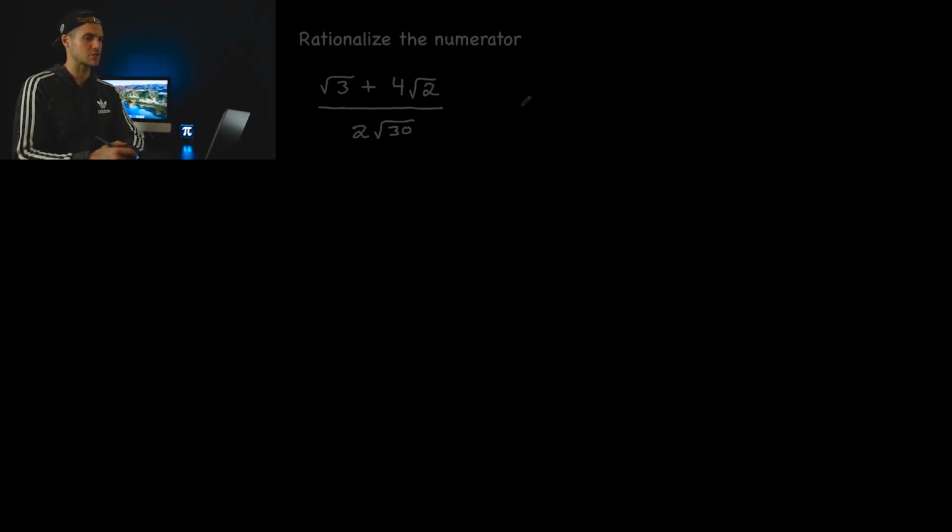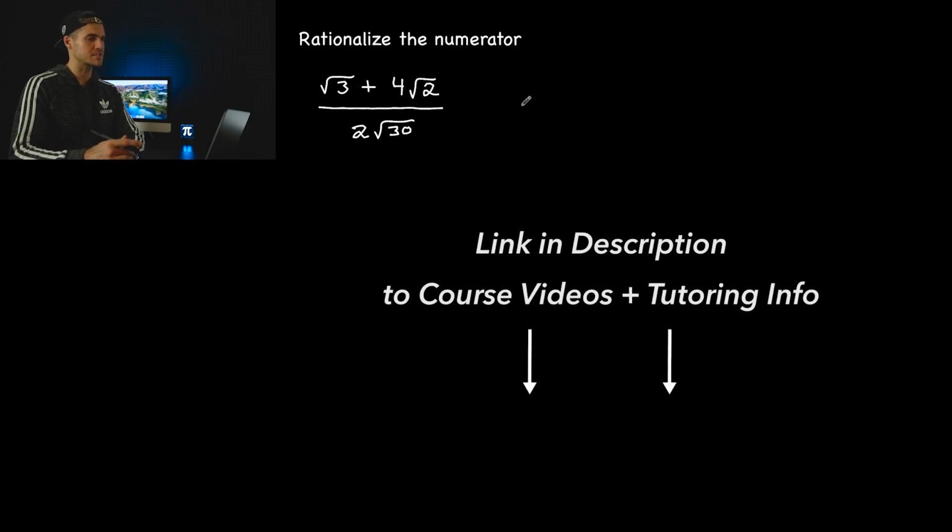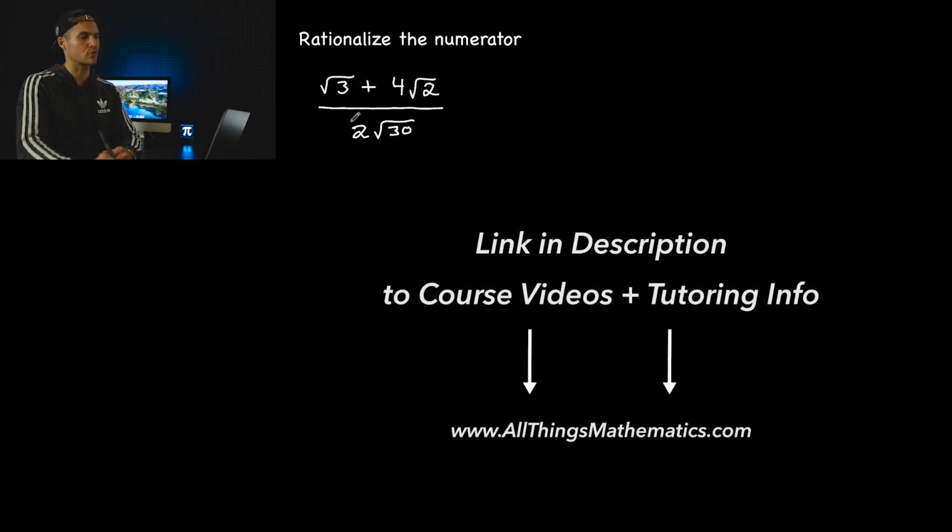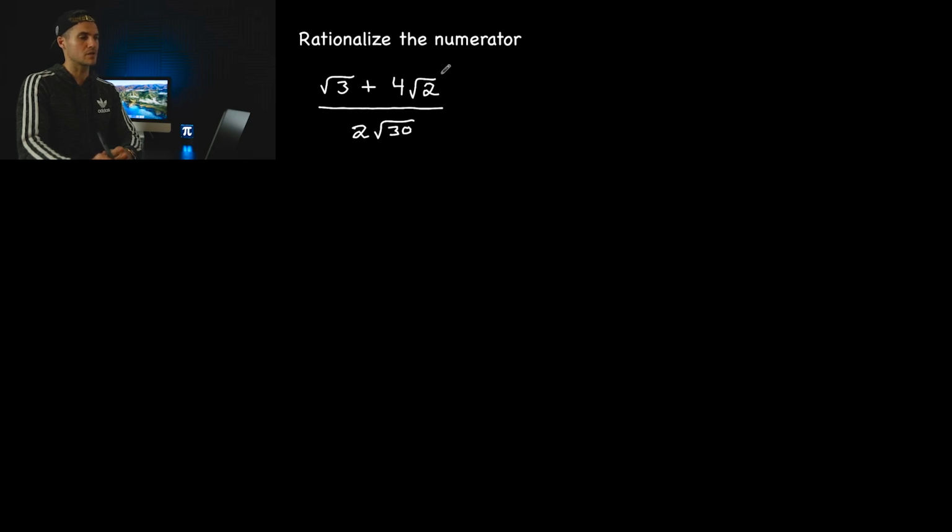Patrick here. Moving on to the next example, we have to rationalize the numerator of this expression here. So we've got the square root of 3 plus 4 root 2 over 2 root 30. We're going to rationalize this numerator, meaning that there can't be any square roots left in the numerator in our final answer.